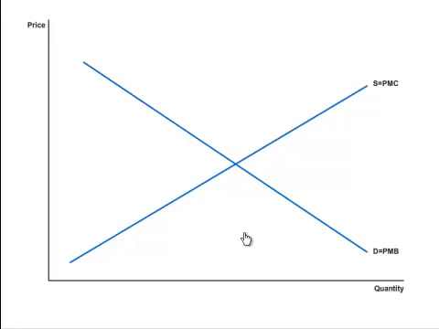In this slide, we'll analyze a positive consumption externality. This is a case where the act of consuming a good provides a benefit to the consumer themselves, but also has a social benefit as well.